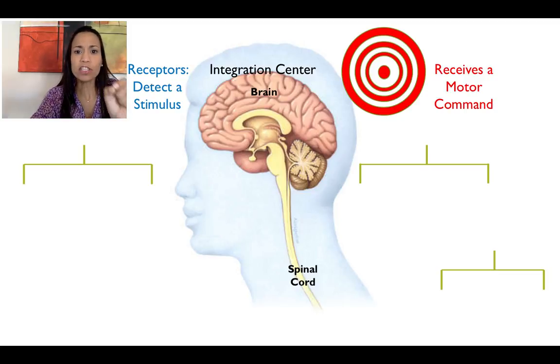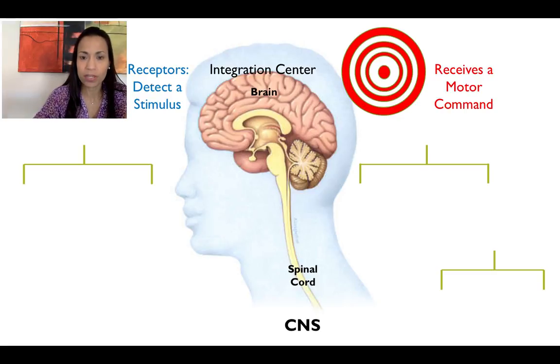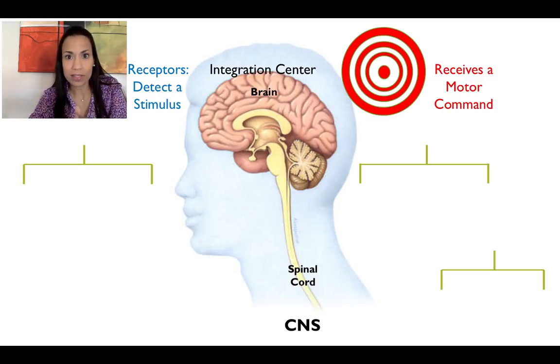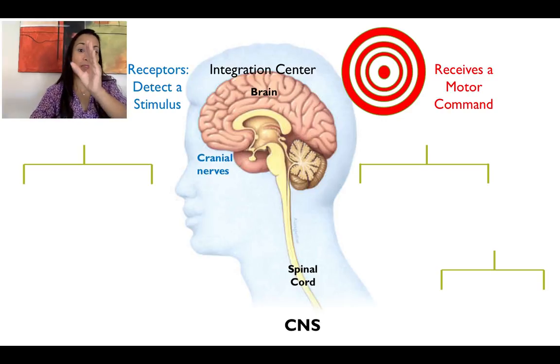The integration center, which is your central nervous system, consists of the brain and the spinal cord, whose structure and basic functions we described in the previous chapter. We also covered the organization of the brain and spinal cord, where gray and white matter are organized in nuclei and tracts. Now, whatever is outside these two structures, the brain and the spinal cord, is the peripheral nervous system, which is what we're going to start describing today.